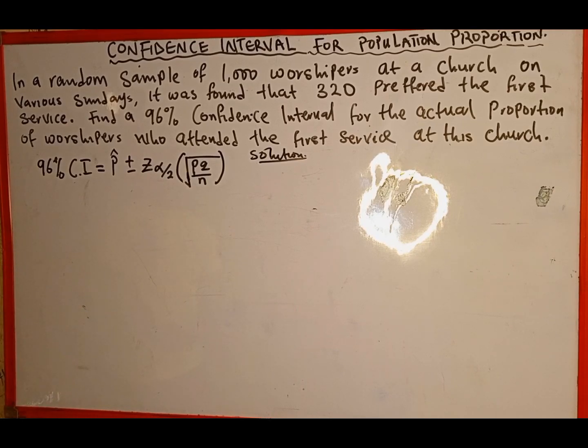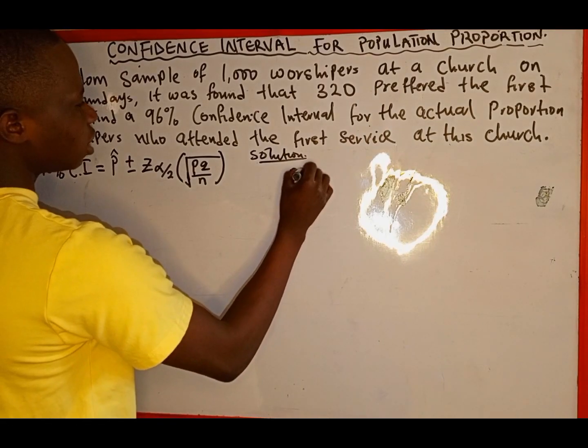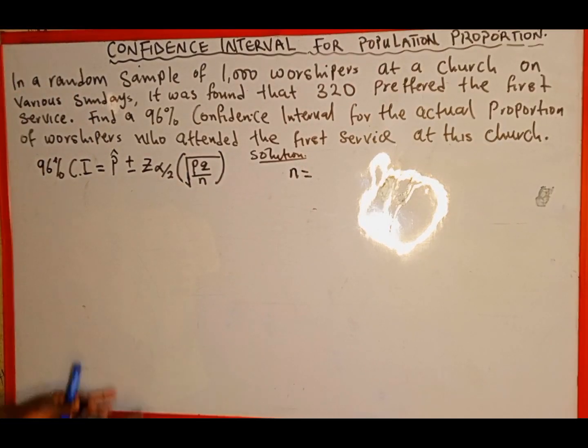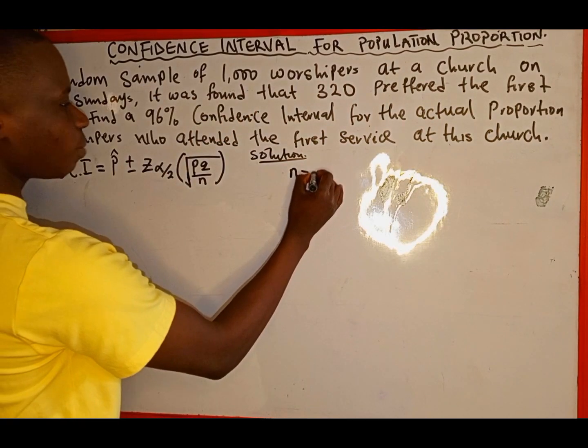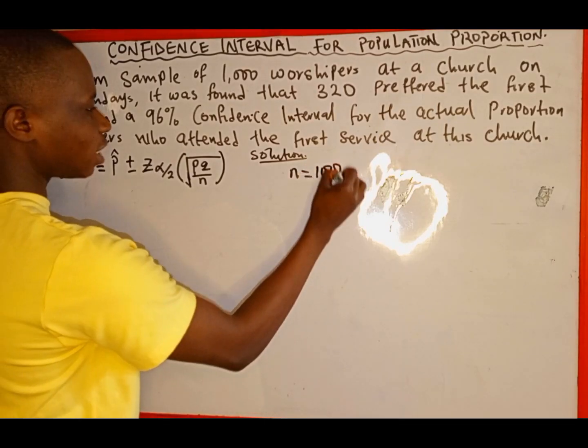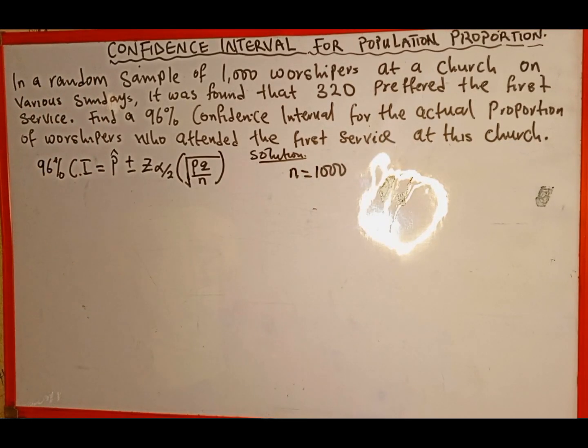And from this question, the n is given, which is equal to the total number of the sample, which is the random sample of 1,000. So the number of samples is 1,000. Therefore my n is 1,000.